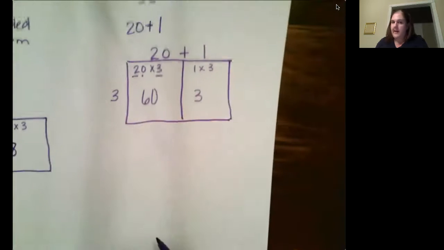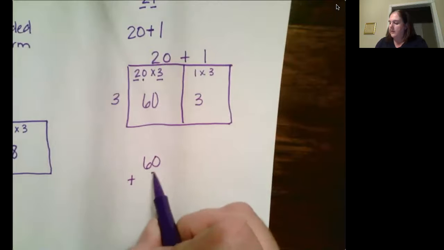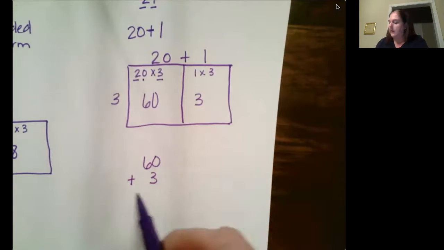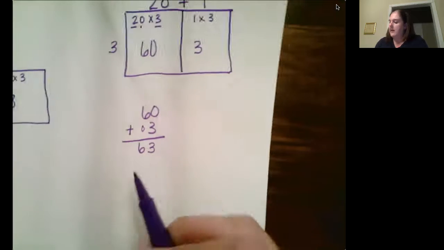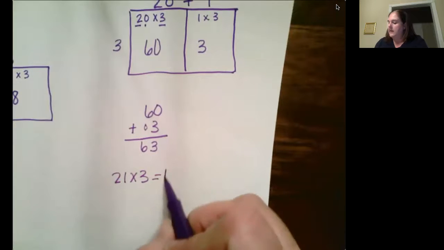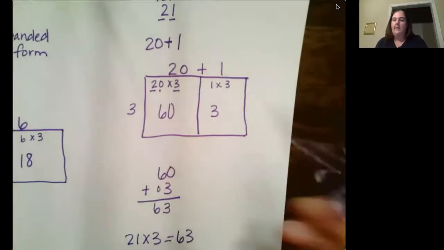And then my next step is to add that 60 plus 3. Notice the 3 is in the ones place, so my 0 and my 3 are lined up. So 0 plus 3 is 3, and then 6 plus, there's really a 0 here, is 63. So 21 times 3 is 63. So we start to see how kind of the area model works.